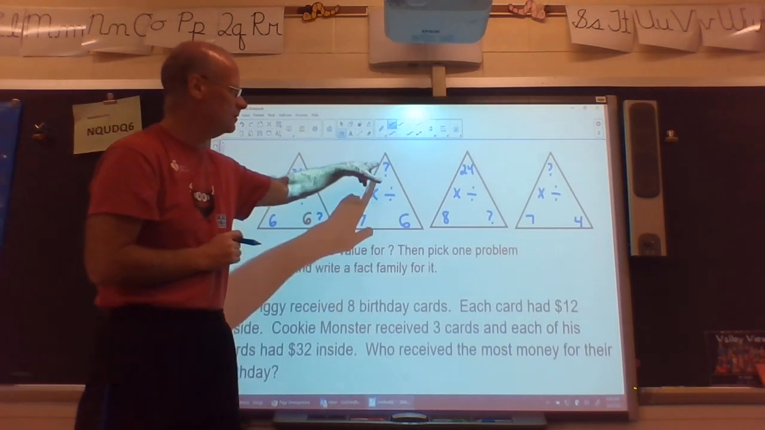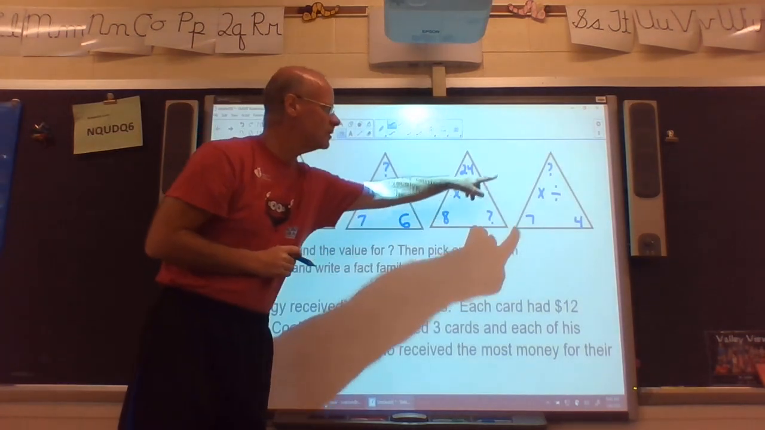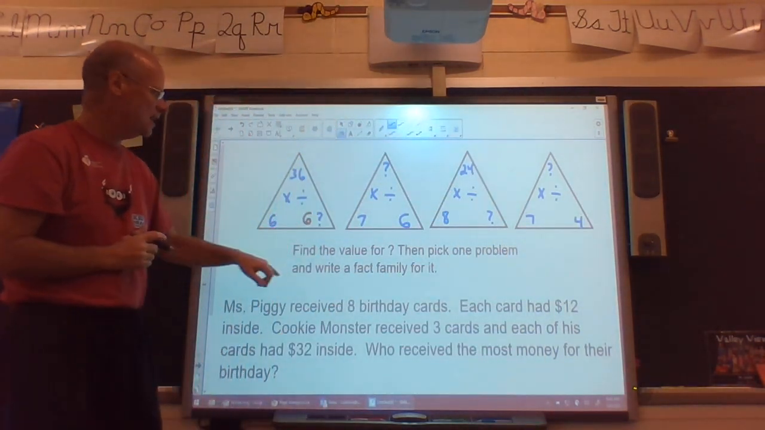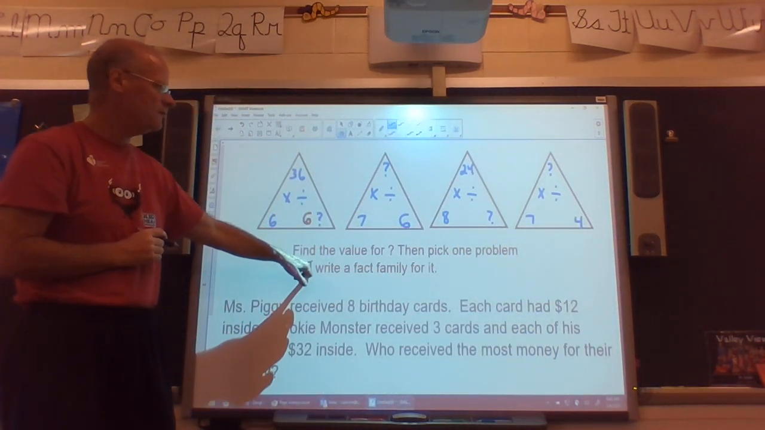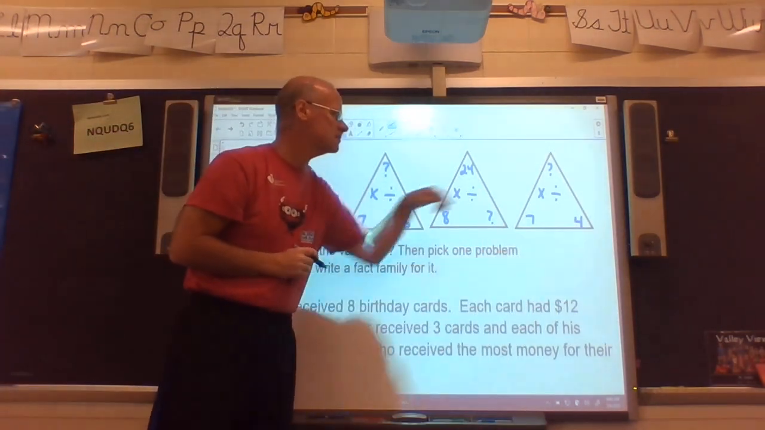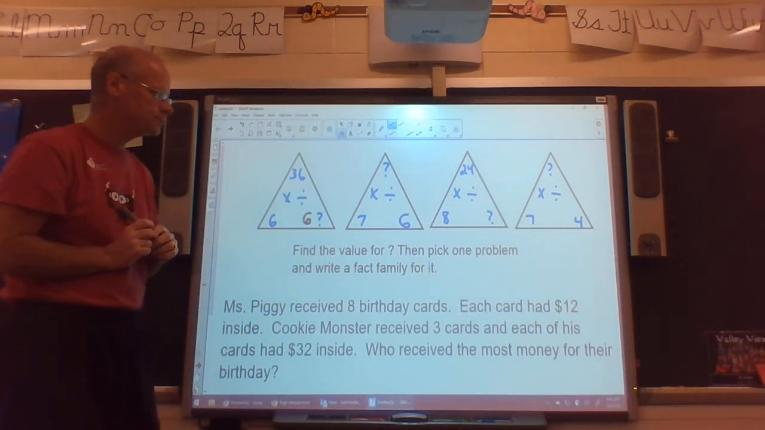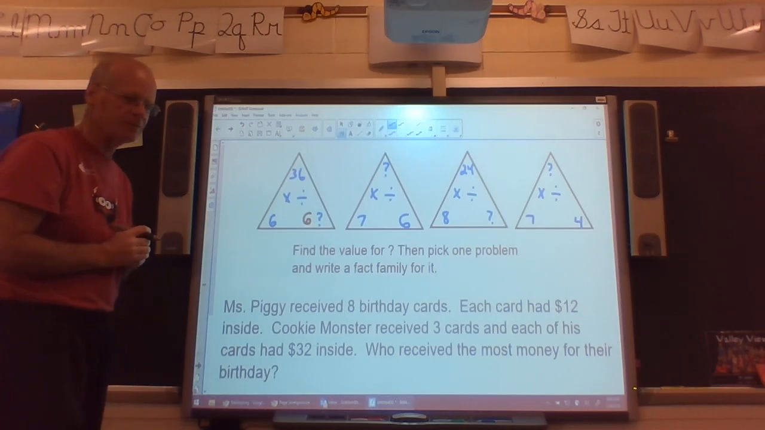What I want you to do is go and find out what numbers go in those spots in those fact triangles. And then when you're done, I want you to write at least one fact family. So pick one of these fact triangles and write a fact family for it. After that, we have a word problem for you to work on.